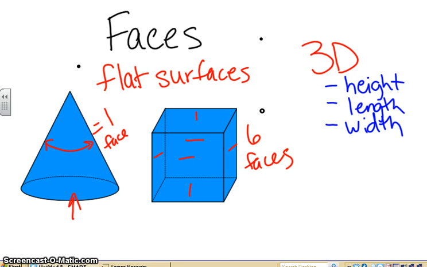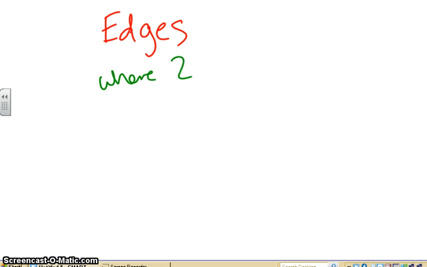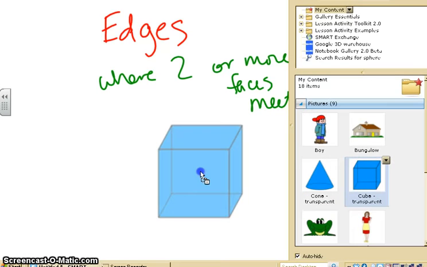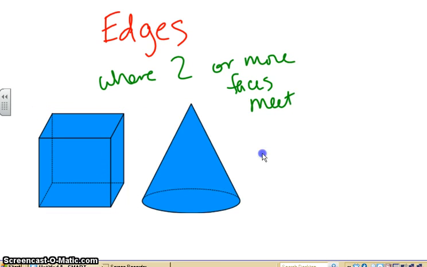They cannot be curved. The second part of a three-dimensional figure that we're going to be identifying are the edges. Now the edges are where 2 or more faces meet. So let's take those same two shapes that we had before, a cone and a cube. Now we're talking about edges. So edges are where 2 or more faces meet.